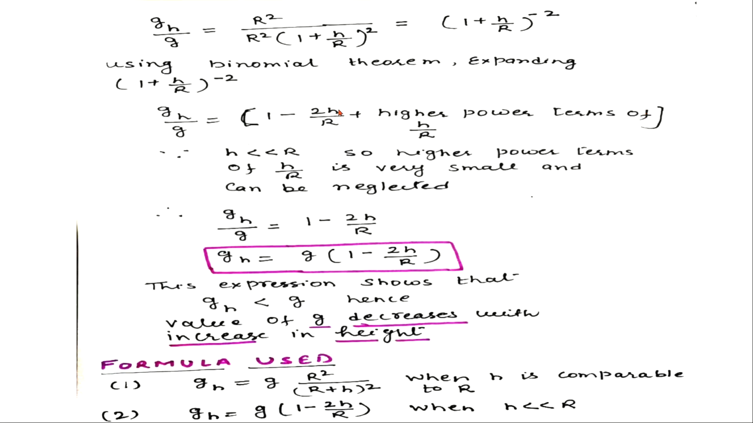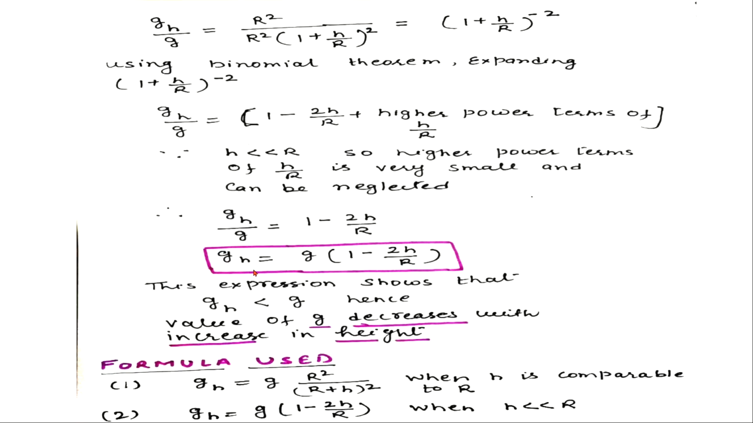Since h is very much less than R, the higher power terms of h by R, like h square upon R square, will be much smaller than 2h by R. So that is why the higher power terms of h by R can be neglected. Why? Because h is very much less than R, so higher power terms of h by R are very small and can be neglected. So gh upon g can be written as 1 minus 2h upon R.